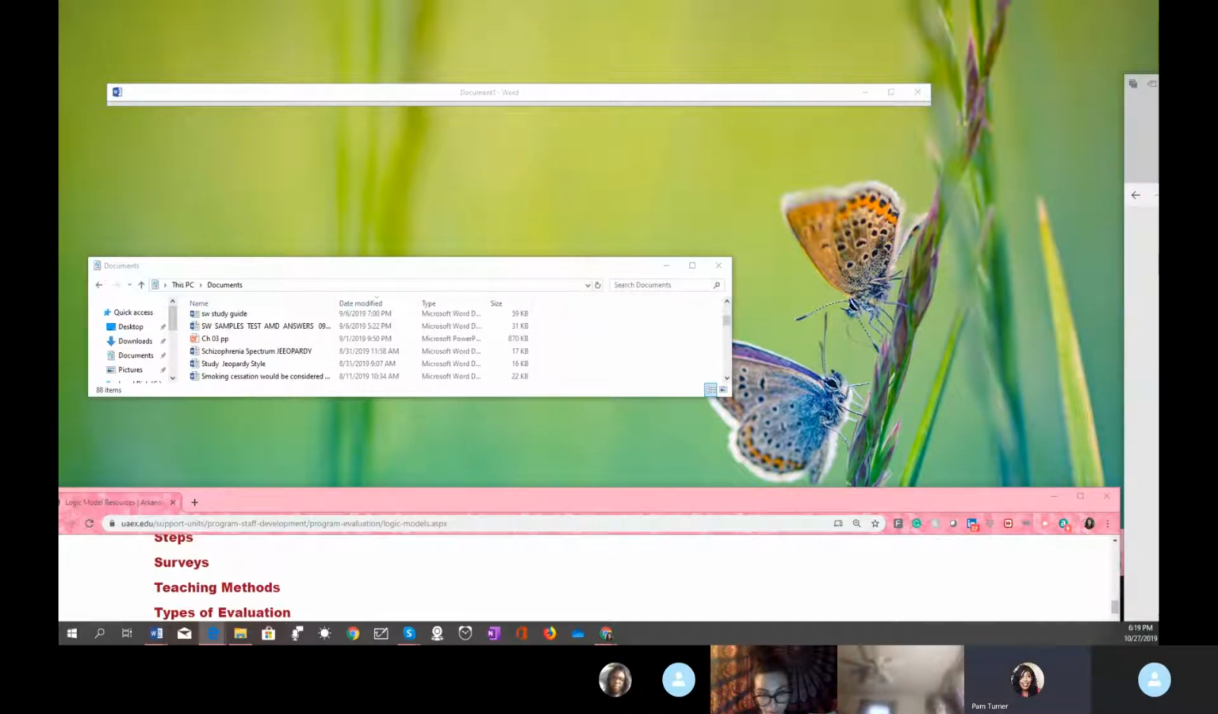I'll move my screen around. Okay, I've got like 1,000 windows open. I'm trying to move everybody between my two screens.